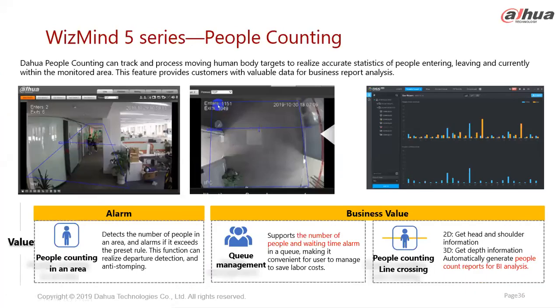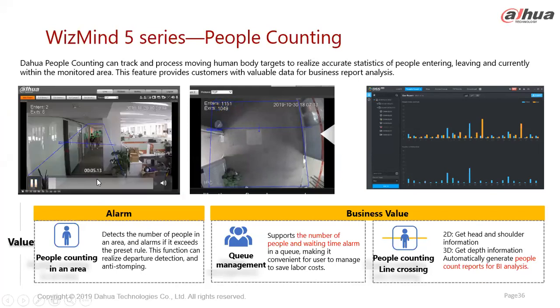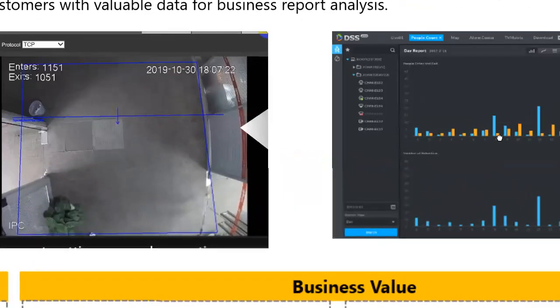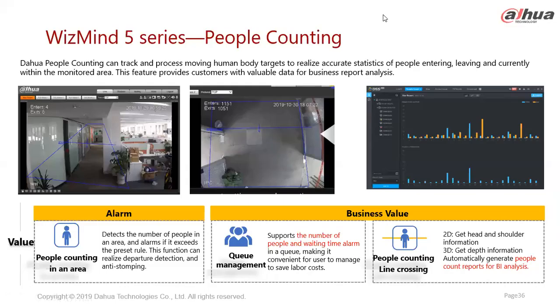People counting function in the Wizmind 5. We talked about what it is. It's more of counting objects and people. You have people counting in areas, people counting when crossing a region, and we also have a very good statistics report done with the DSS software. In retail business, you can provide such solutions for good customer service for supermarkets and malls.